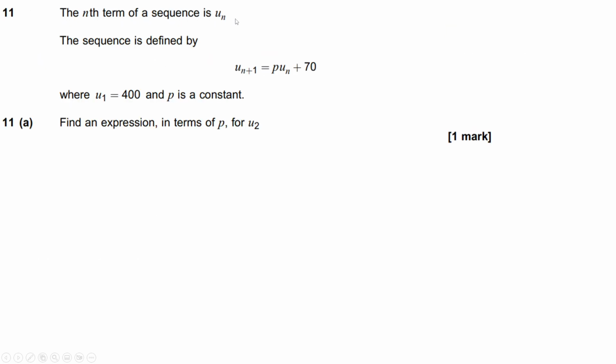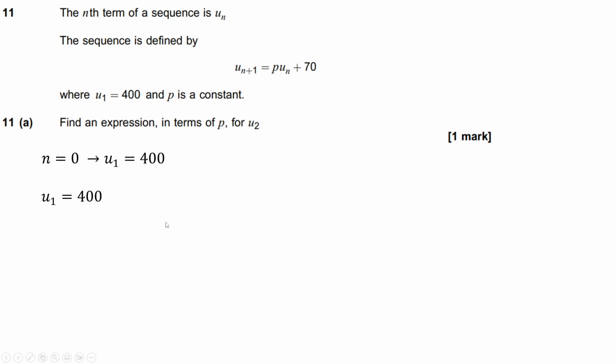The nth term of a sequence is un. It's defined by this. u1 is 400 and p is a constant term. So when n equals 0 here, we've got u1, because 0 plus 1 is 1. So when n equals 0, u1 equals 400. So we've got u1 here, and we just know that equals 400.